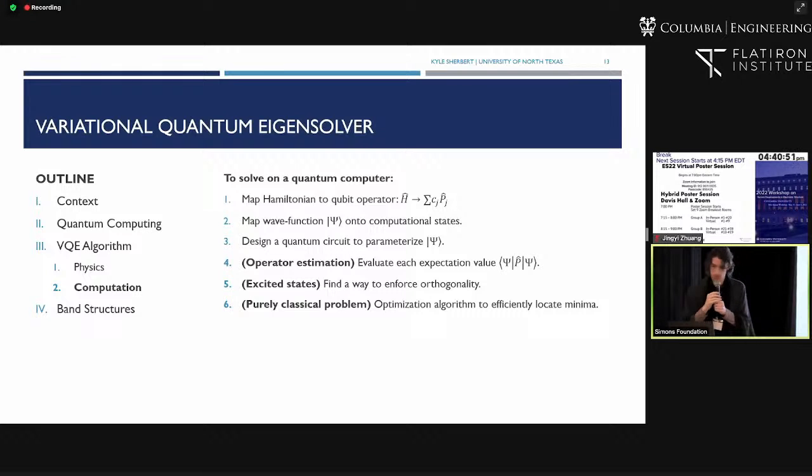So the problems we have to think about when solving this on the quantum computer are, one, how do we actually do this mapping of spatial electron wave functions onto a computational state?